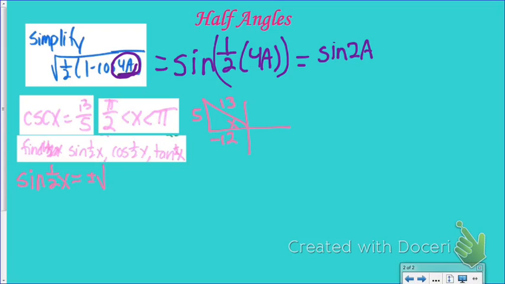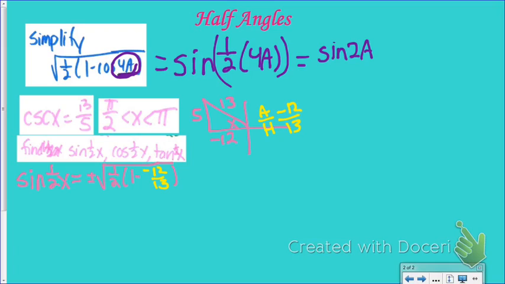So I'm going to copy that formula that I have on my chart. I've got plus or minus the square root of 1/2 times 1 minus the cosine of x. And what I'm going to do here is replace the cosine of x. So the cosine of x is going to get replaced with my adjacent over hypotenuse from that triangle I just had. And adjacent over hypotenuse here is negative 12/13. So that replaces the cosine of x.